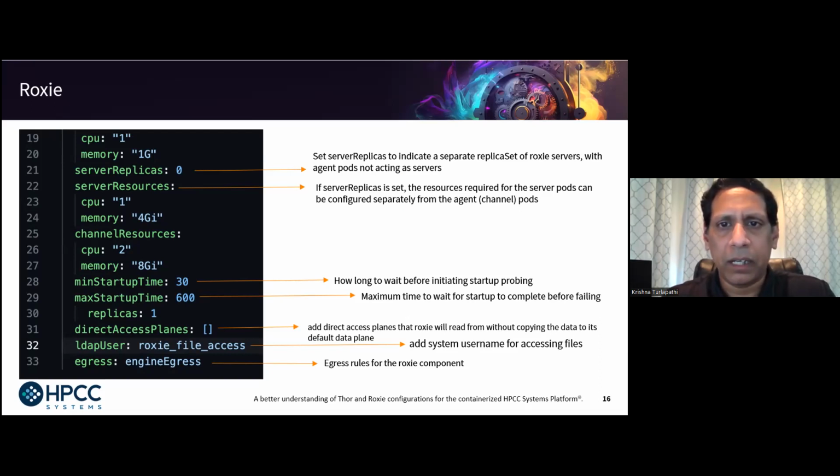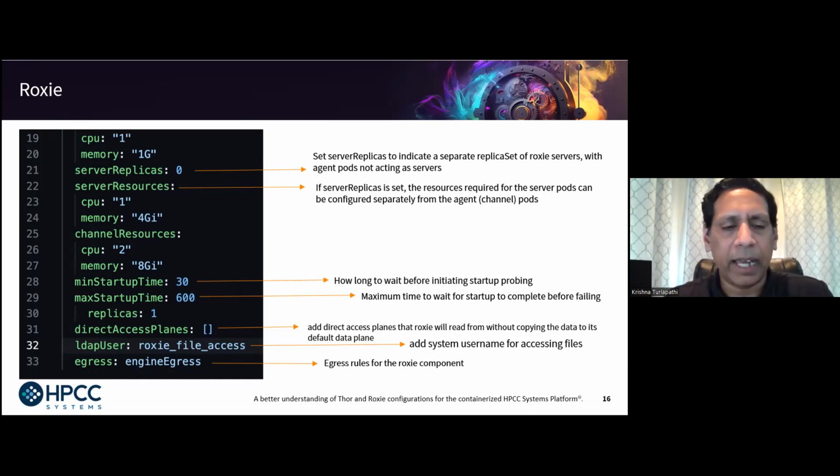Then if your server replica is set, the resources required for the server pods can be configured separately from the agent pods. Here you see the server resources where you have set the CPU and the memory. Then you have set the CPU and the memory for the channel resources. Then you have the minimum startup time, which is basically how long to wait before initializing a startup probing for a pod. Then you have the maximum startup time, which is the maximum time to wait for startup to complete before failing the pod. Then you have the replicas.